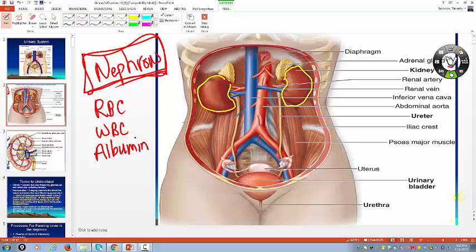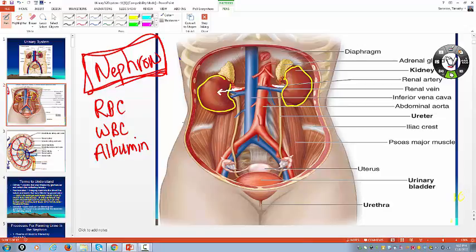So, you have the renal artery, and remember, it's the arterial blood that's actually filtered by the kidney. The arterial blood enters the kidney through the renal artery. That blood then gets filtered, the plasma gets filtered and forms urine.